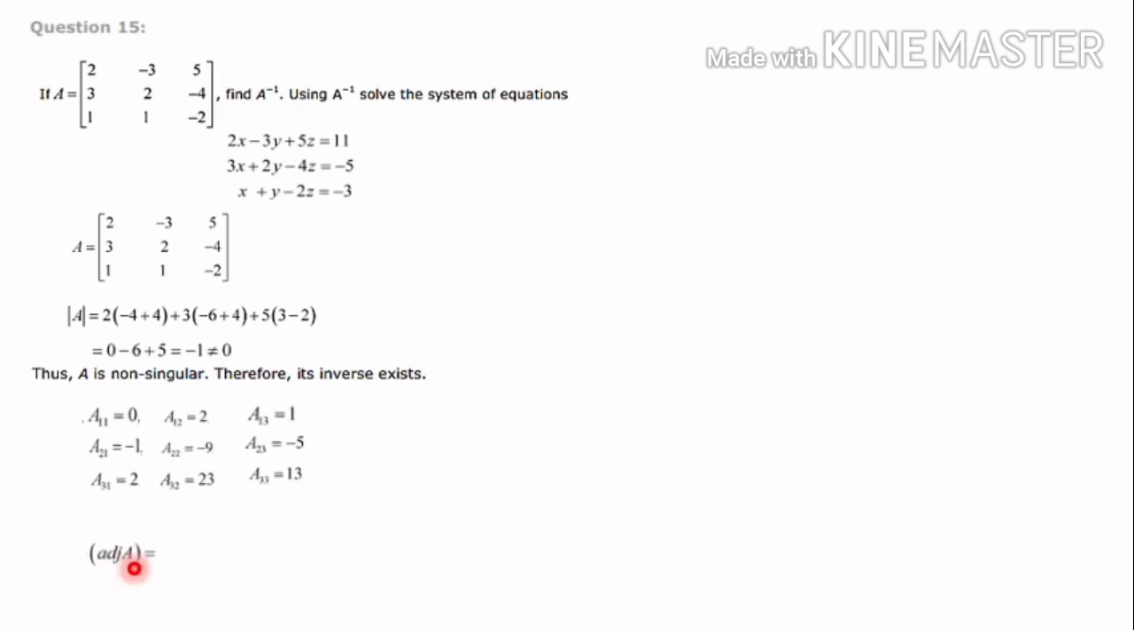Next we have to go for calculating adj A. Let's recall the formula, that is matrix A11, A21, A31, A12, A22, A32, A13, A23, A33. So substituting the values, simply we will get 0, minus 1, 2, 2, minus 9, 23, 1, minus 5, 13 are the elements of adj A.